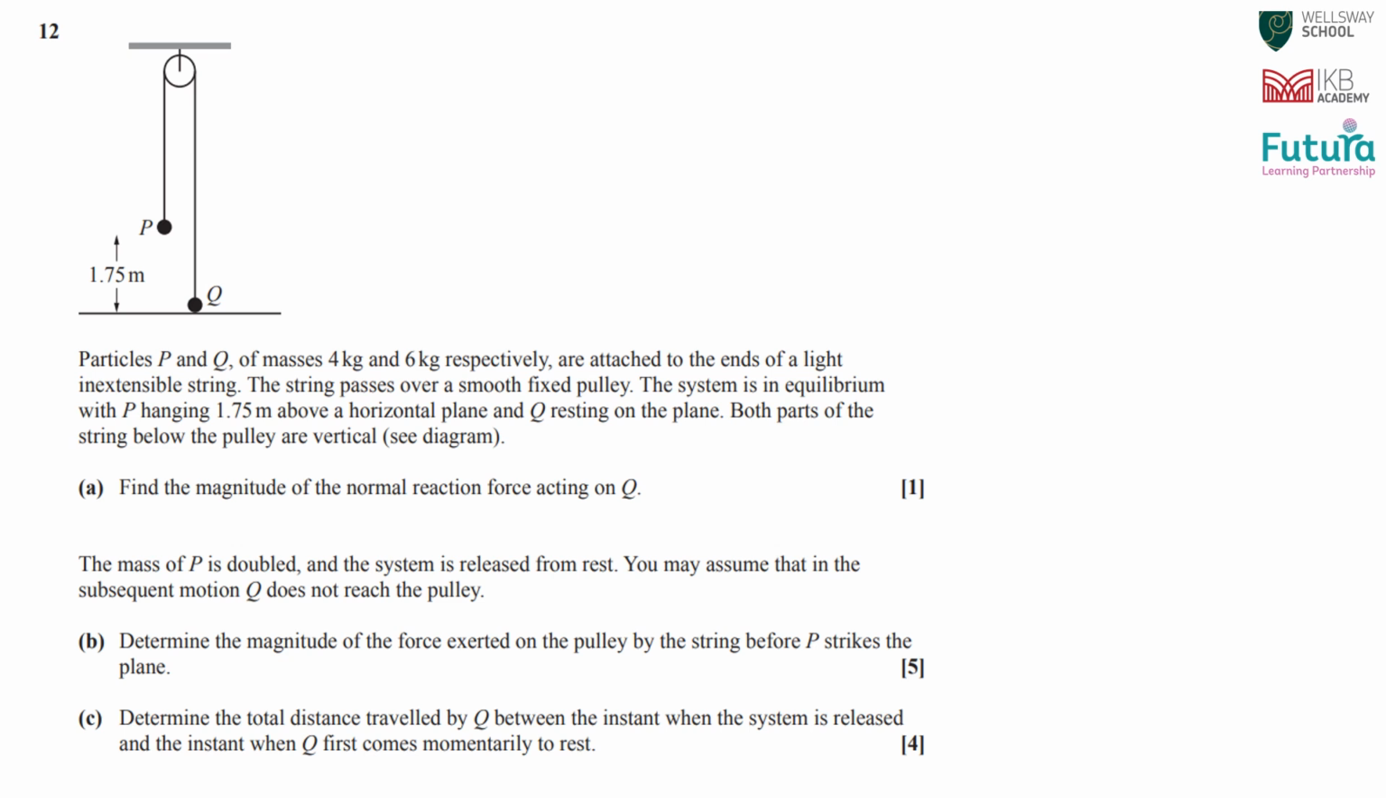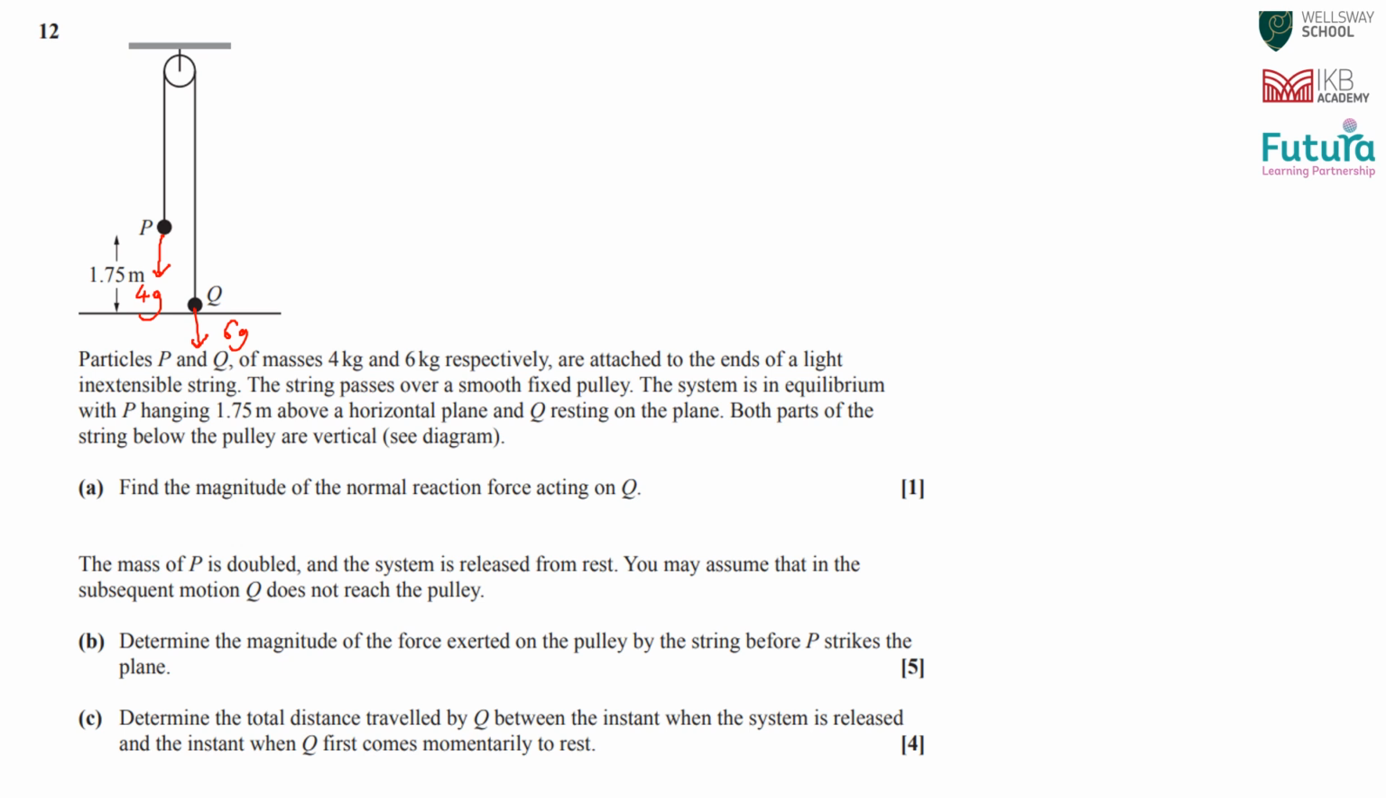So for this question, what are we told? We're told particles P and Q of masses 4 kilograms and 6 kilograms. So P is 4, so acting down on P is 4G, acting down on Q is 6G due to gravity. Attach the ends of a light inextensible string. So the fact it's inextensible means the tension is the same throughout.